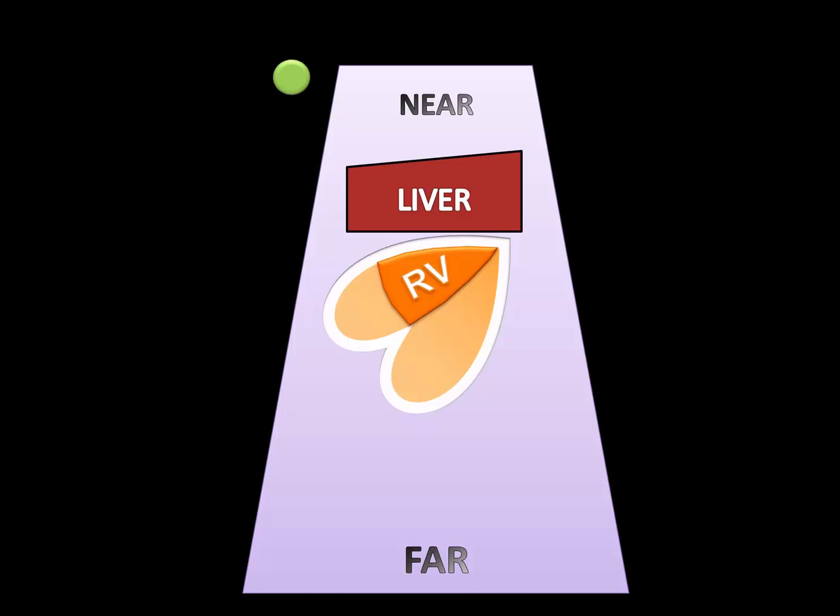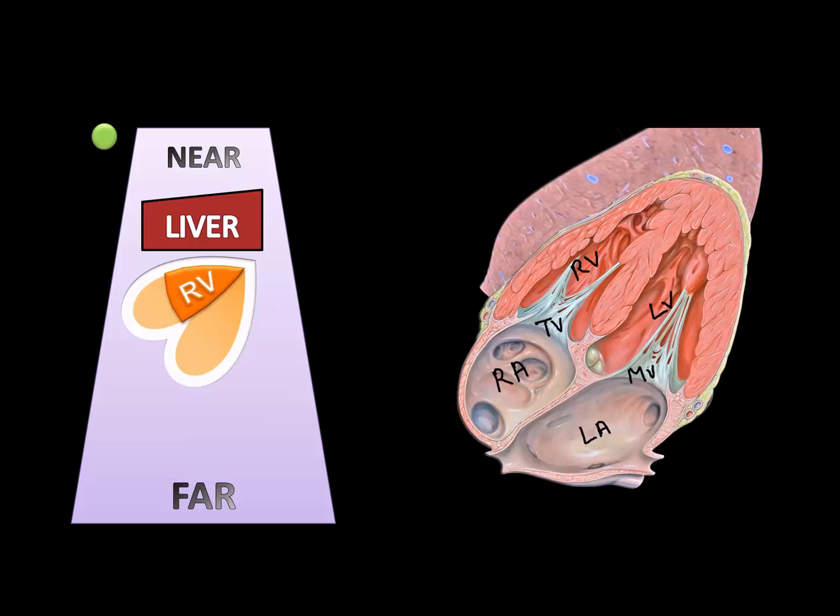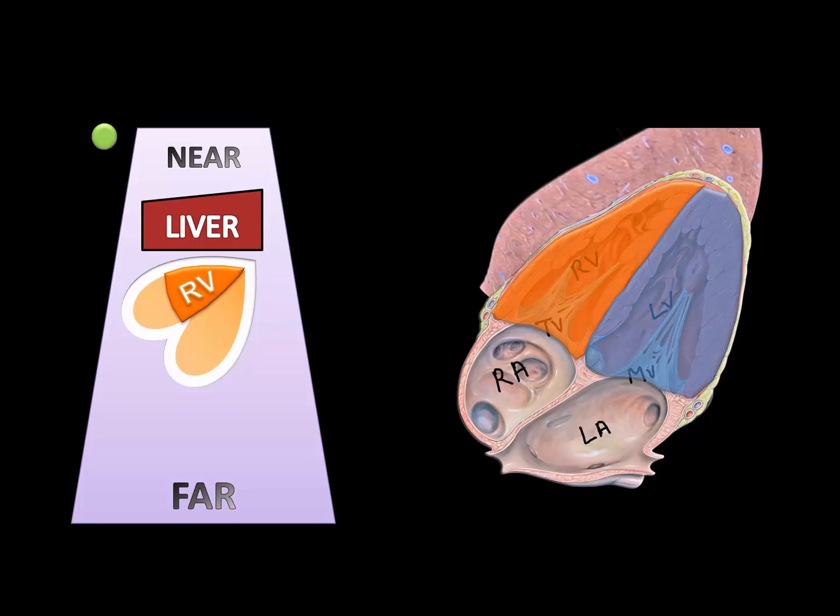Now let's see an anatomically appropriate drawing of the heart in the orientation you will see on your ultrasound generated image. The inferior portion of the pericardium is here. The right ventricle is here. The left ventricle, the right atrium, and the left atrium are also visible on this diagram.